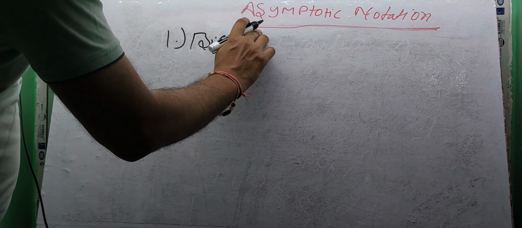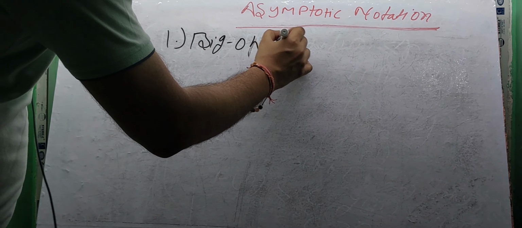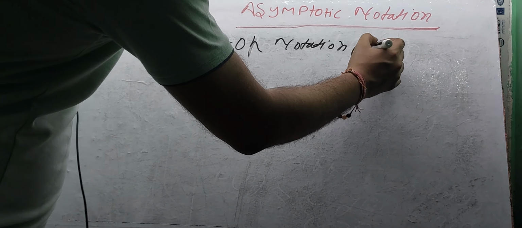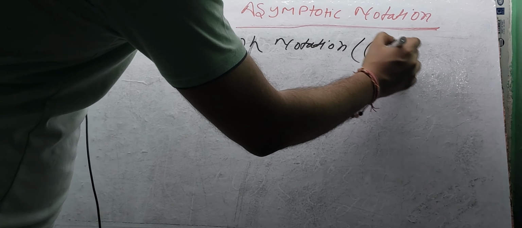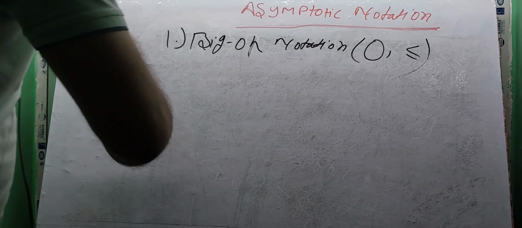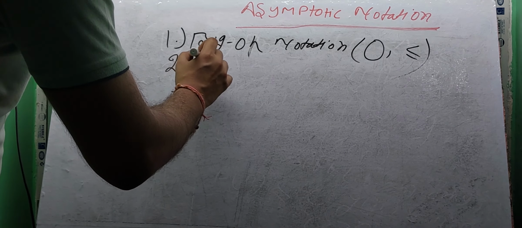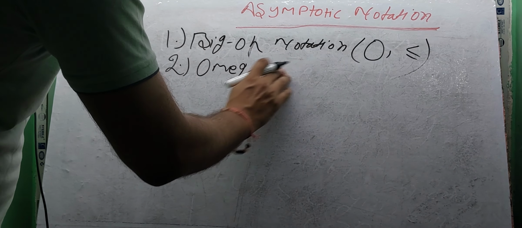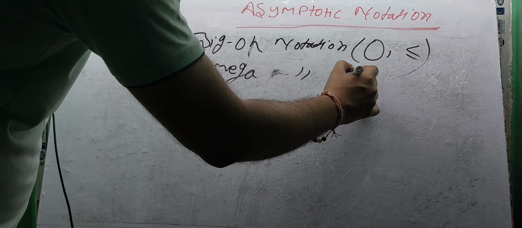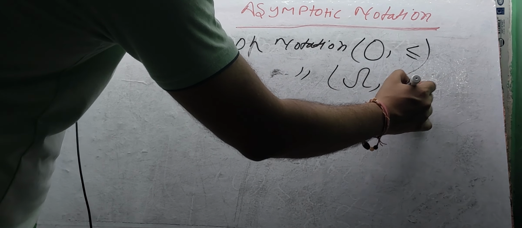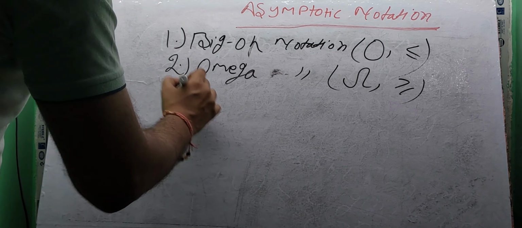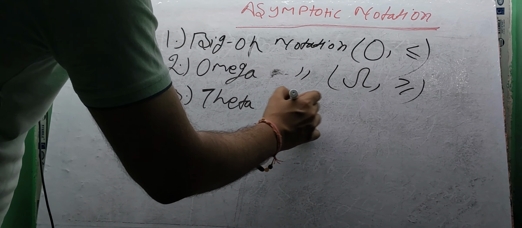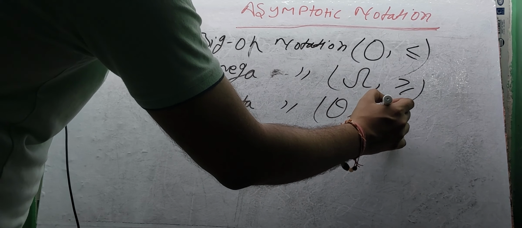Big O notation, its symbol is O, lesser than equal to. Another is omega notation. Omega notation, symbol is omega, greater than equal to. And third is theta. Theta notation, its symbol is theta, equal to.